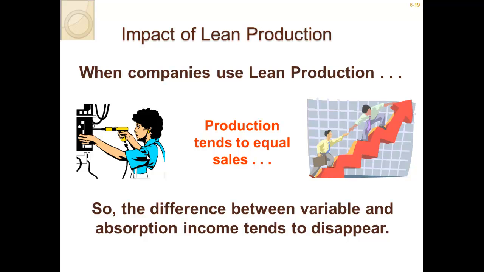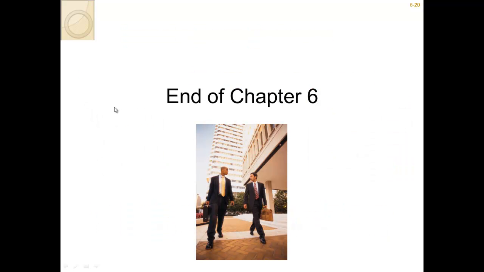A lot of companies nowadays in manufacturing use lean production, which means they're not sitting on a bunch of inventory. Therefore, the differences between variable and absorption costing tend to disappear because, again, if units produced and units sold are very close, you won't see much of a difference. The difference only lies in the inventory between these two costing systems. And you can watch a video on Chapter 6 examples creating income statements using both absorption costing and variable costing.